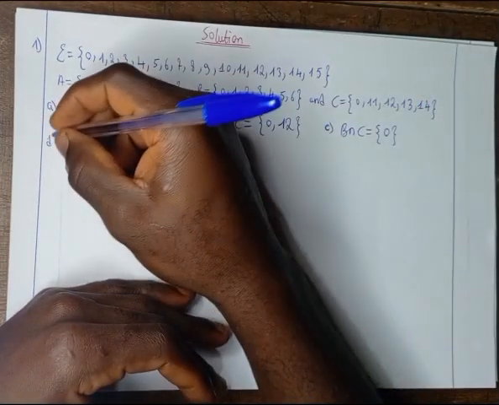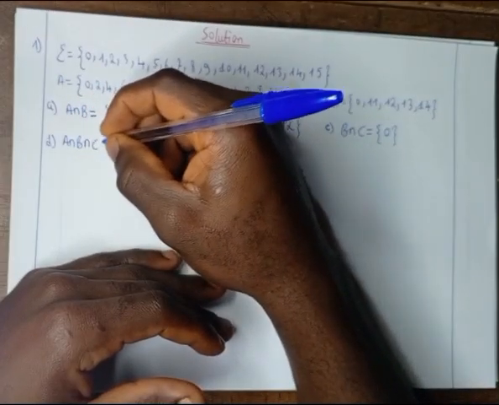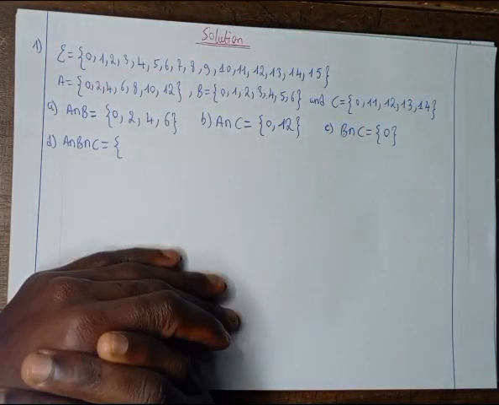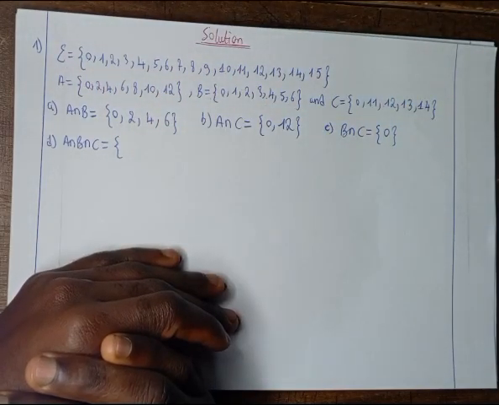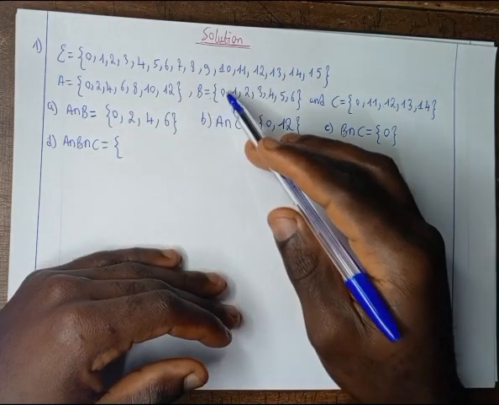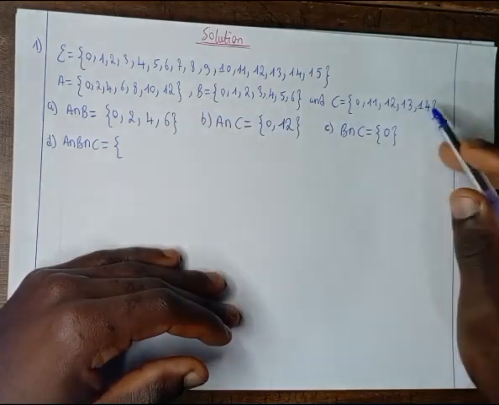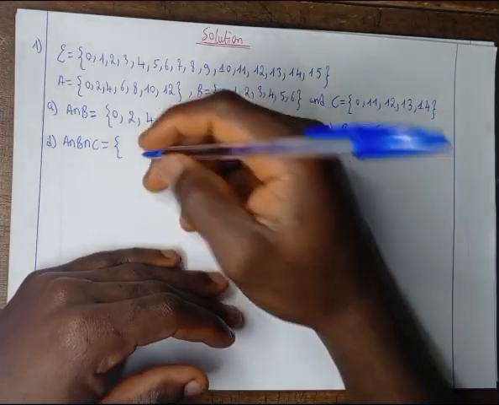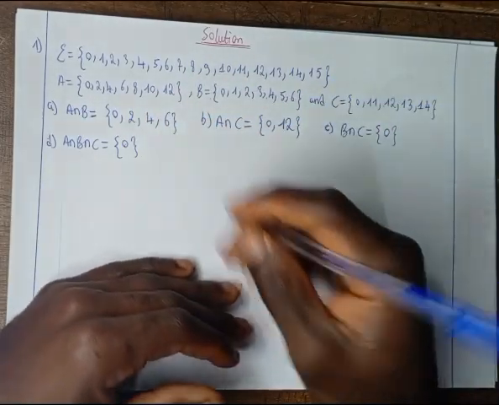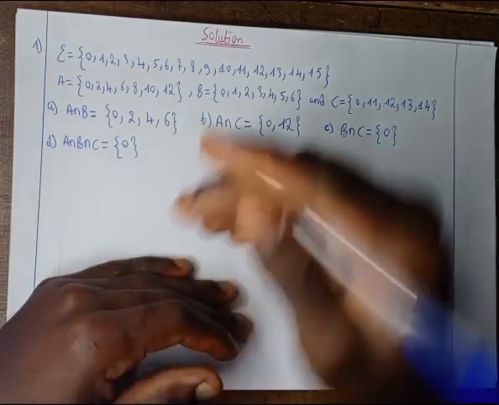We go now to D. Question D, we have to write the elements of E intersection B intersection C. That means the elements we can see in these three sets. Looking at the three sets, we can see only 0. There is no other element we can see which is common in the three sets. Therefore, E intersection B intersection C is simply equal to the singleton 0. This set is a singleton because it has just one element.